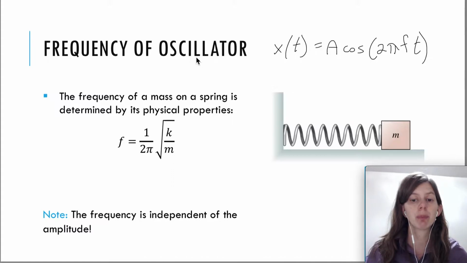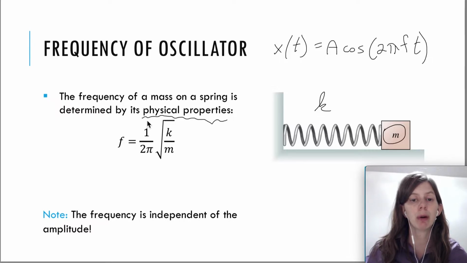For a mass on a spring, the frequency, which we said was the number of cycles per second, is going to depend on the physical properties of that mass on a spring. So if you have a mass on a spring, you've got the m, the mass, that's going to affect the frequency. And then you also have the spring constant, k, of the spring, that determines its stiffness. So this is the equation here that relates the properties of this mass on a spring to the frequency.